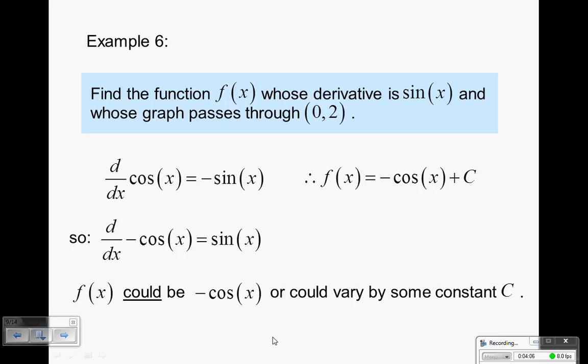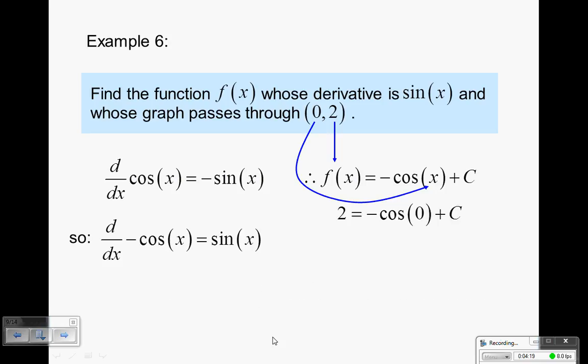Okay, so we know that it's negative cosine x plus some constant. But now we can use that point (0, 2), and we can substitute in 0 for x and plug in 2 for f of x. So you get this equation right here that you want to solve. And when you solve that, cosine of 0 is 1, so you get 2 equals negative 1 plus c. And you solve for c, and you get 3.